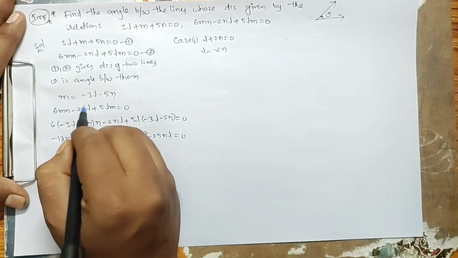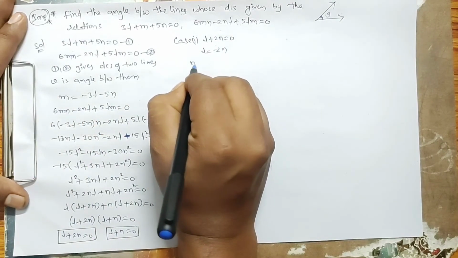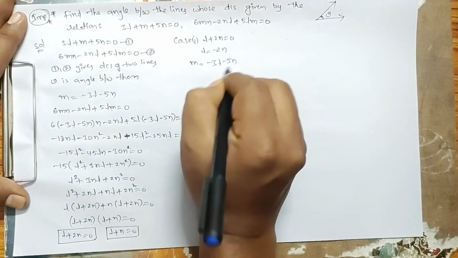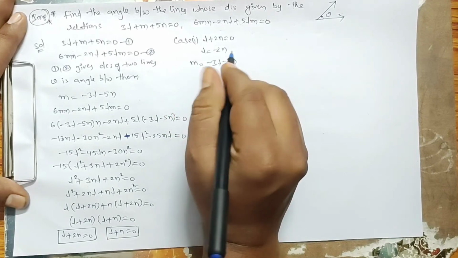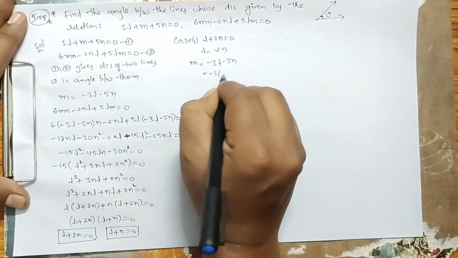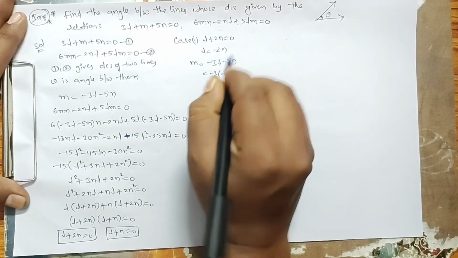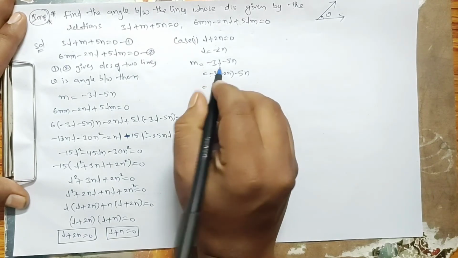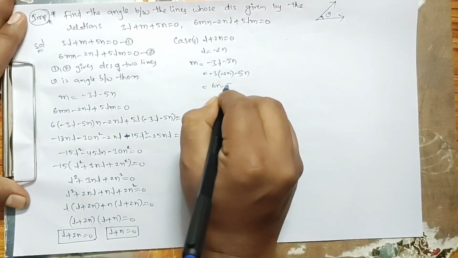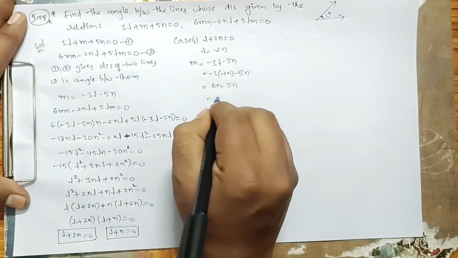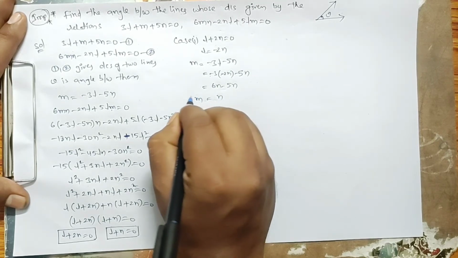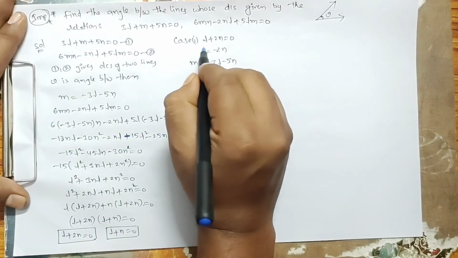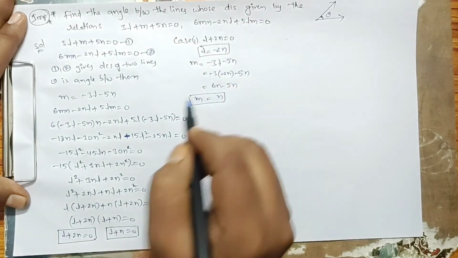From the first equation we have m is equal to -3l - 5n. In this l place, write -2n. -3 into l, that is -3 into -2n, gives plus 6n, minus 5n. We get n. So here m is equal to n. This is the l value, and this is the m value.